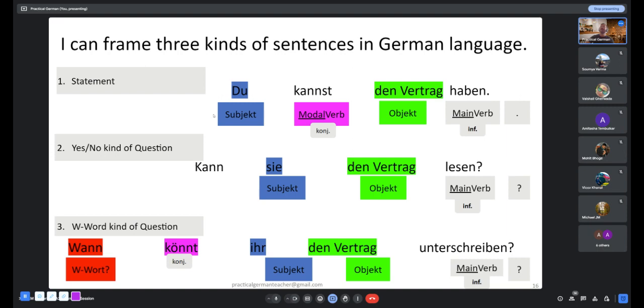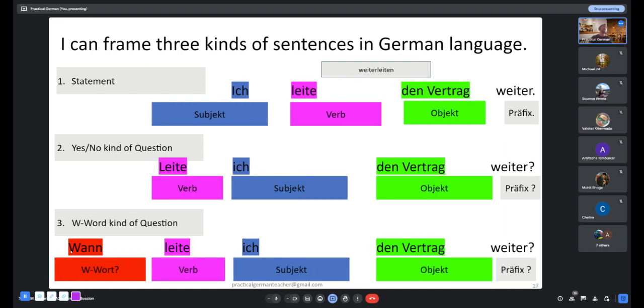Okay. So if you want to convert a statement to a yes or no kind of question, interchange the positions of the modal verb or the conjugated verb and the subject. And if you want to convert a yes or no kind of question to a W word kind of question, just take the yes or no question, place a W word before it. Guys, I'm being a little bit fast because you're supposed to know all this. If you have questions, please feel free to interrupt.